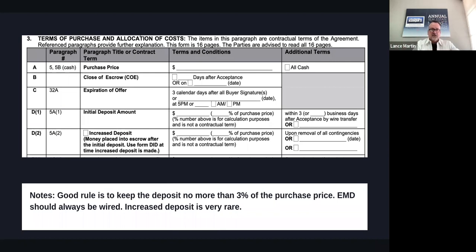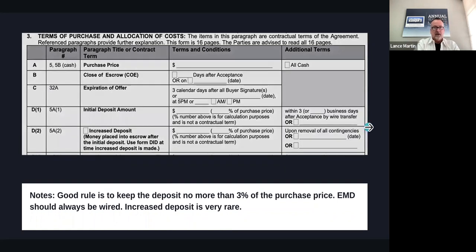So we're referencing the initial deposit. 5A2, we're referencing the increased deposit. So if you're already familiar with the forms, then great. Yes, I'm pointing out the obvious, but we've got some newer people here. So when you're going through these pages and it references this paragraph, this is what we're talking about right now in today's class. We're talking about paragraph 5A1, and currently we're talking about paragraph 5A2, increased deposit. Okay, so let's go back over here.